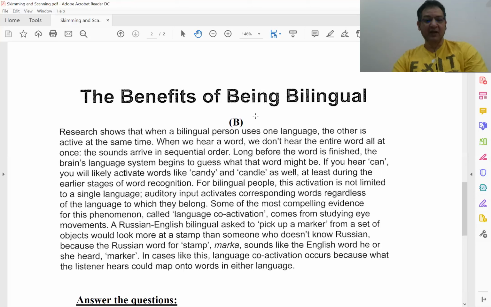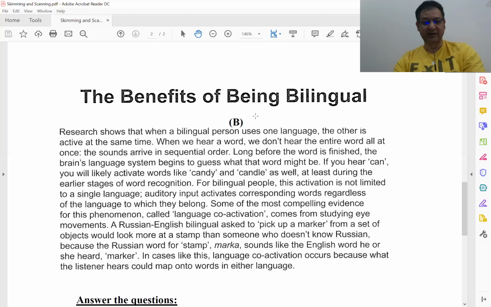Okay. Now to skim this paragraph, I can read the first sentence and the last sentence to get the main idea. For example, the first sentence is: research showed that when a bilingual person uses one language, the other is activated at the same time. So this paragraph is about how speaking one language activates the second language. This is the main idea of this paragraph. This is the topic sentence, or the first sentence of the paragraph.